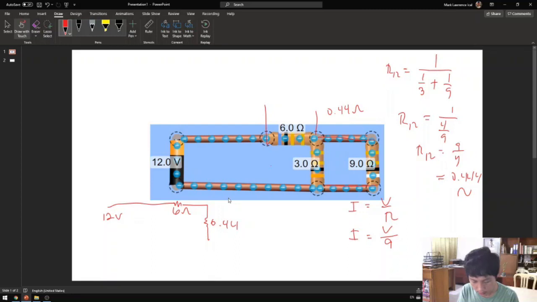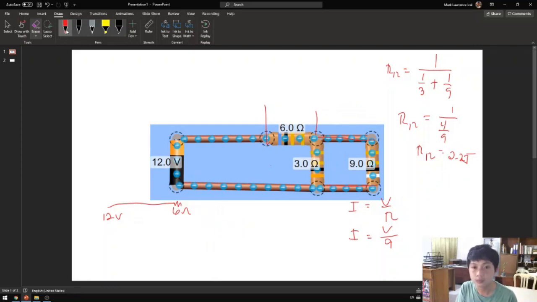Right. Okay, sorry, I made a mistake here. This is 2.25. Okay, sorry about that one. So it's connected to 2.25 ohms.